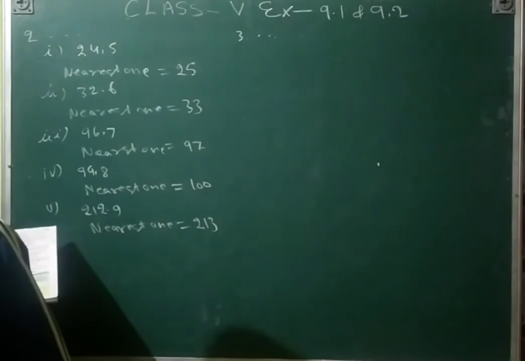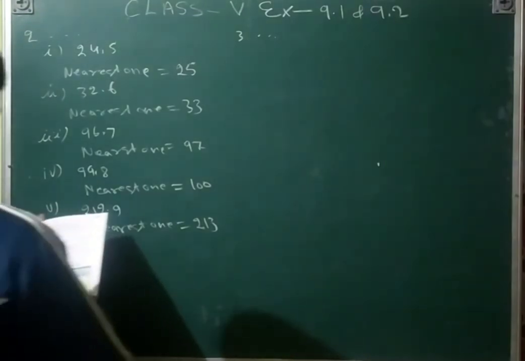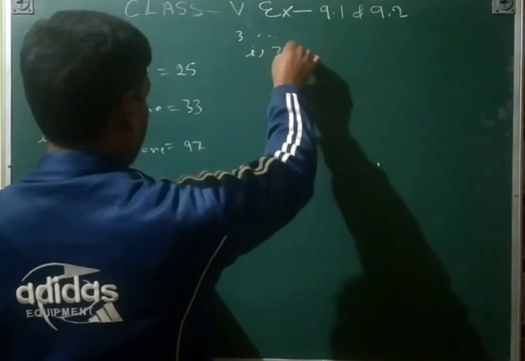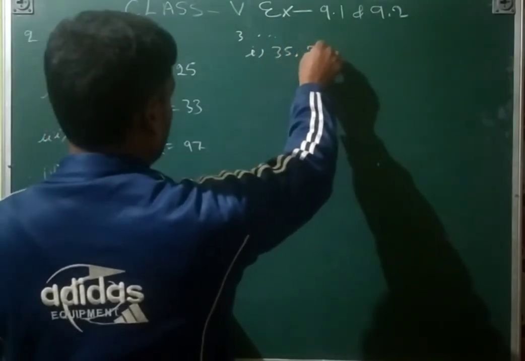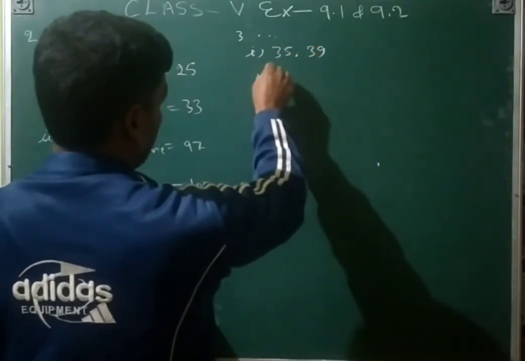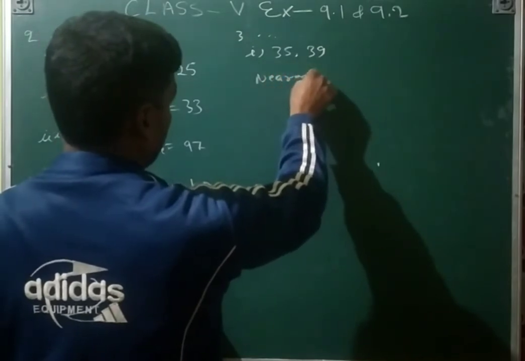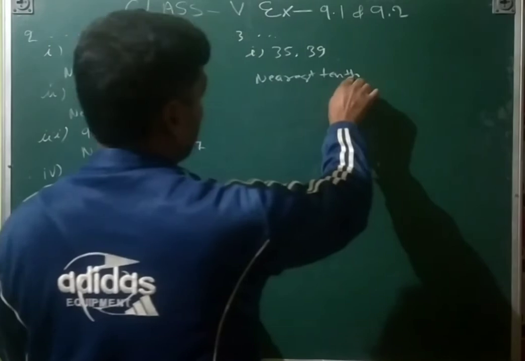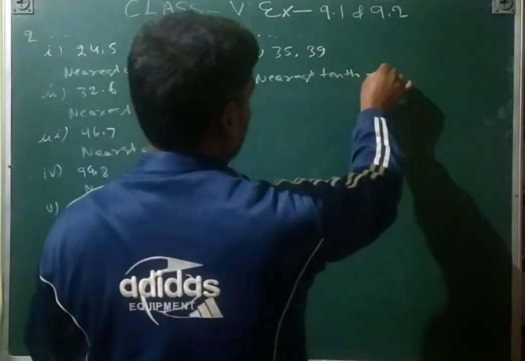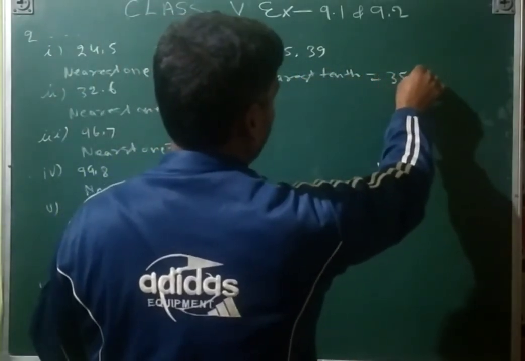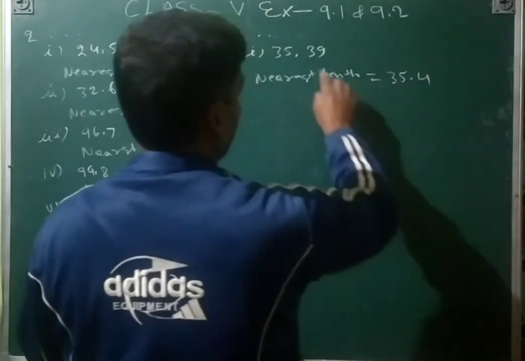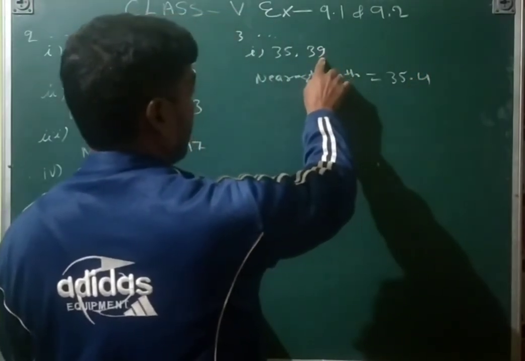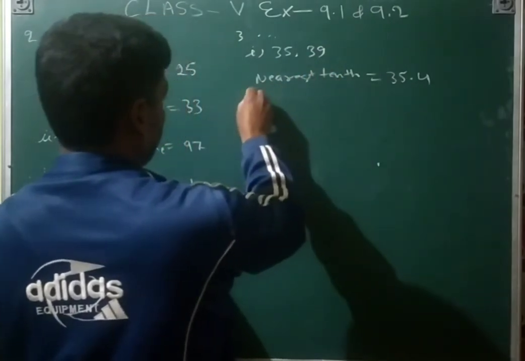And then third question: round each of the following to the nearest tenth. So after the decimal we will see. 35.39, nearest tenth, after the decimal we will see. 35.54. If this is a 5, 6, 7, 8, 9, then you will increase this one.